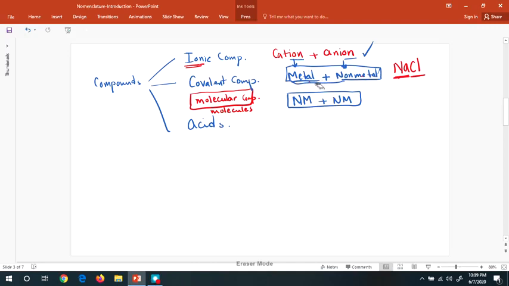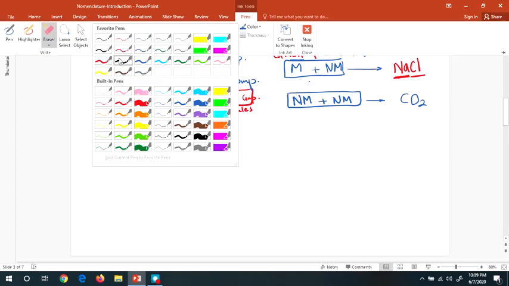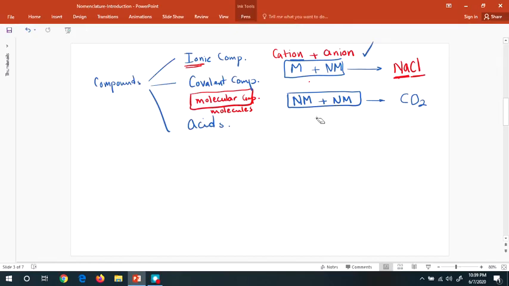So for the first one, if we had metal and non-metal, cation and anion, so let me write like this, metal and non-metal, like this one. And if we have non-metal, non-metal, like CO2. Look, carbon is non-metal, oxygen is non-metal. So it means we have covalent compounds or molecular compound, or in other words, we call that molecules. So the only difference between them is the first part. If we have metal at the beginning, we call that ionic compound. Non-metal at the beginning, we call that covalent compound.